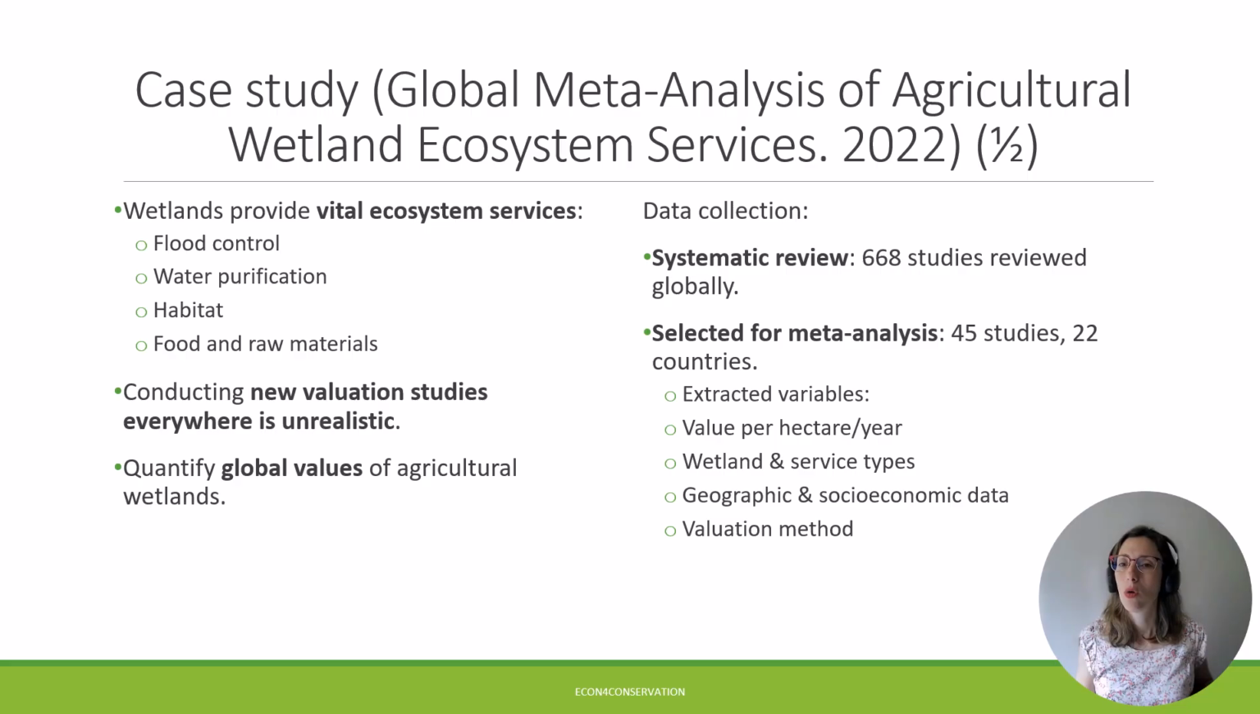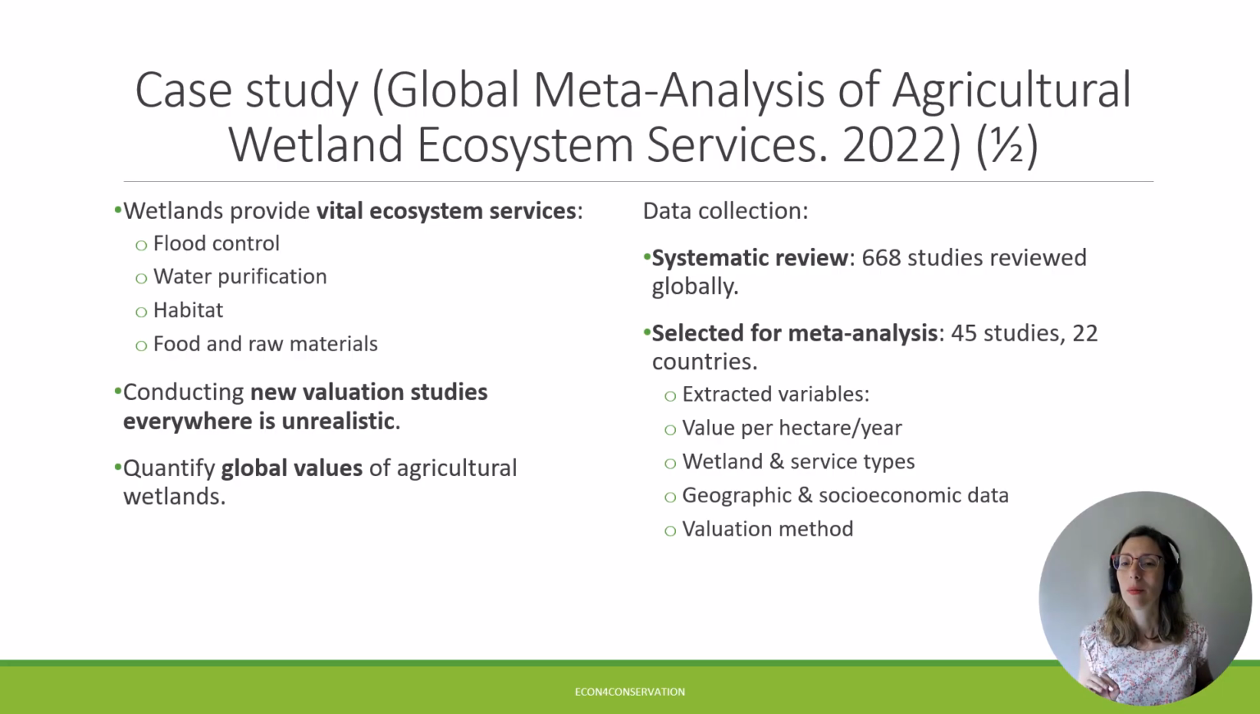The study goal is to answer two main questions. What are the economic values of ecosystem services provided by agricultural wetlands globally? And can meta-analysis reduce the errors that often come with simple benefit transfer? Here we will focus on the first question.